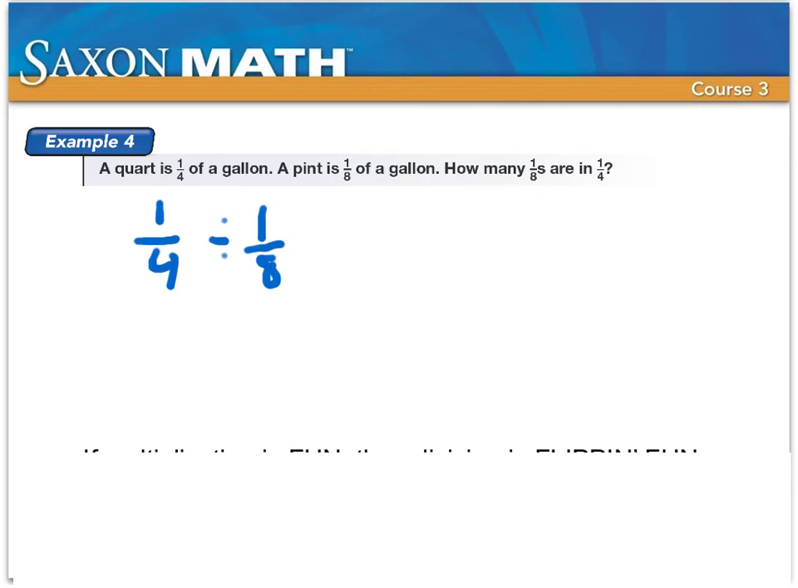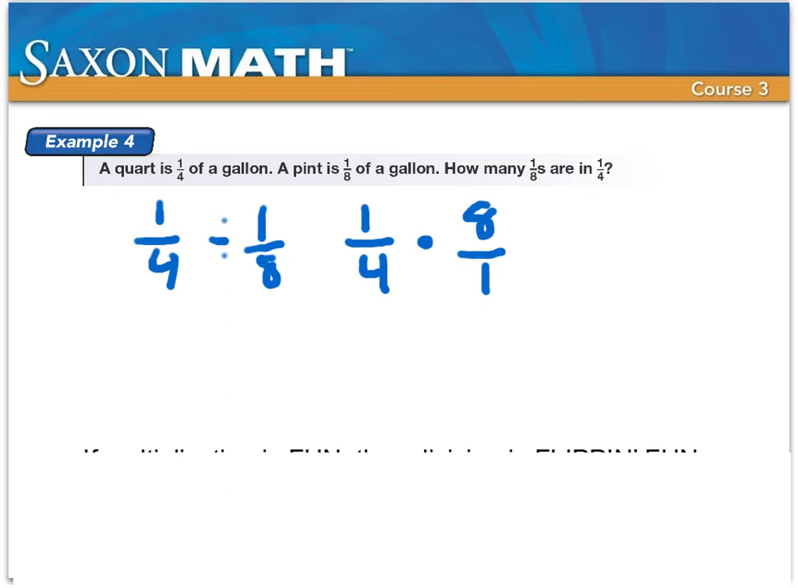So the first thing I do is make sure they're written as fractions, and they both already are. So now the first number stays the same. We change the divide sign to a multiply. And we take the second number and make it its reciprocal. Okay? Well, I'm just going to do the first method here.